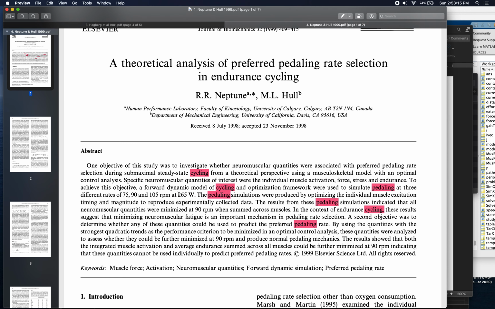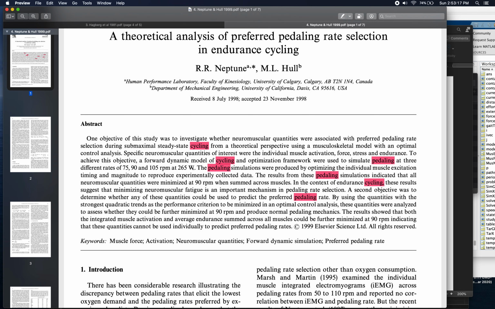From those computer simulations that they then generated of these individual human subjects pedaling bikes at these rates, they were then able to extract from the simulations information that is not accessible from a live human. So things related to the activation levels of the individual muscles in the leg, the amount of force and amount of stress of the individual muscles in the leg, and various other things that you're not able to identify easily or at all in experiments on human subjects.